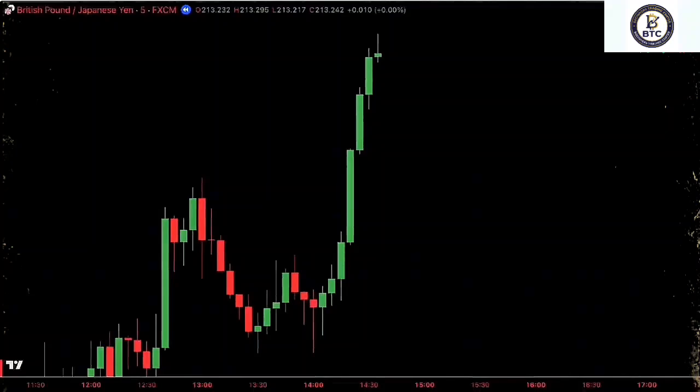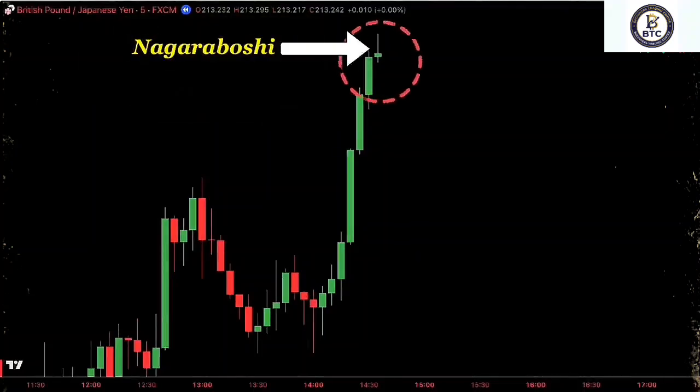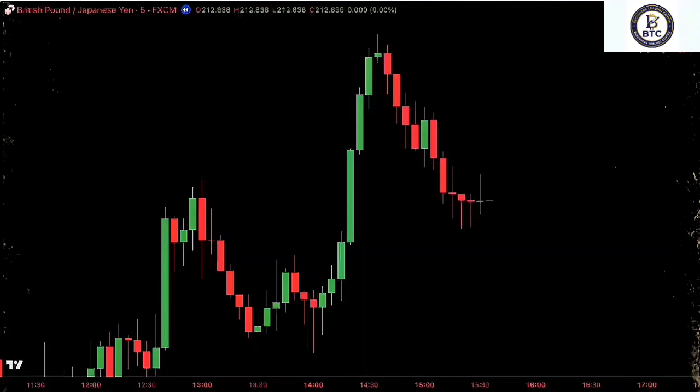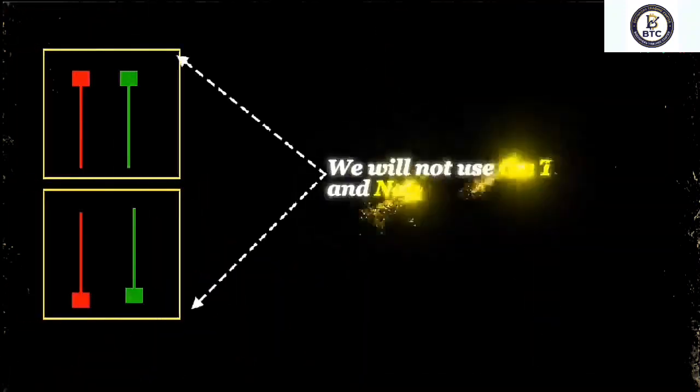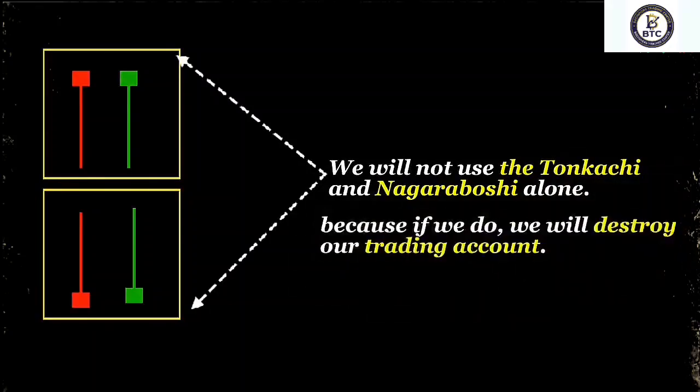Now look at another chart example. As you can see, the market was trending up and then this candle appeared. Munehisa Homma called it the Nagaraboshi. It was one of the most important candlestick patterns he used as a signal when he was dominating the rice market. Look at what happened next. The market moved down.